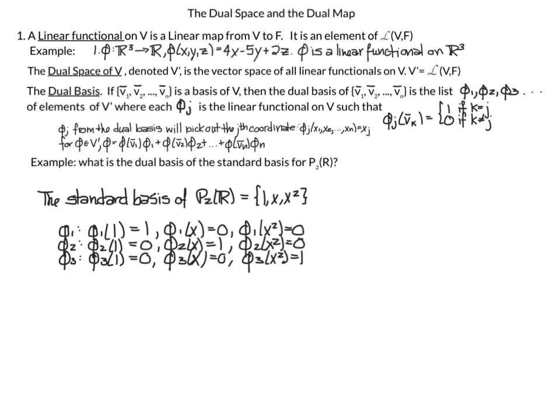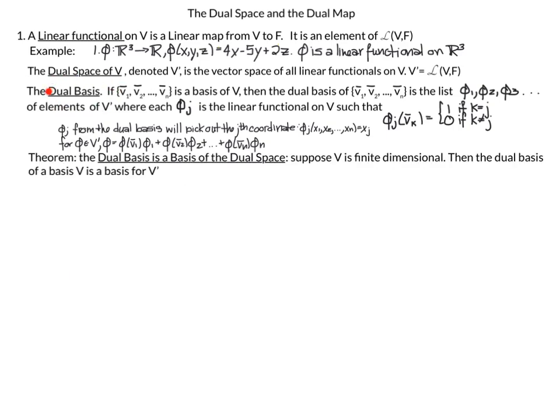Our next example, what is the dual basis of the standard basis for polynomials of degree 2 or less? So our standard basis for polynomials of degree 2 or less is equal to 1, x, and x squared. So phi1 then is going to equal 1 when we put in our first basis vector, and 0 when we put in the second and third basis vectors, x and x squared. Phi2, on the other hand, is equal to 1 when we put in our second basis vector, but 0 when we put in our first and third, and phi3 is equal to 1 when we put in our third basis vector, and 0 when we put in our first and second basis vectors.